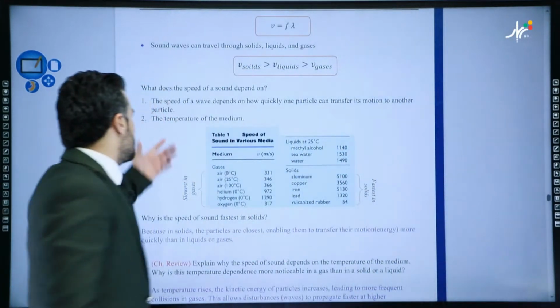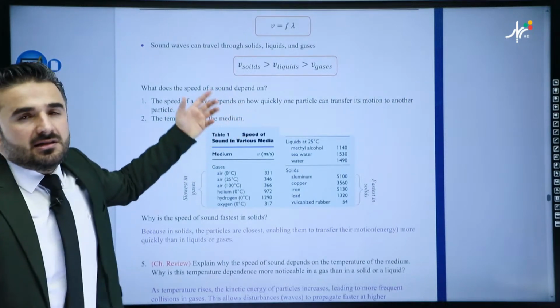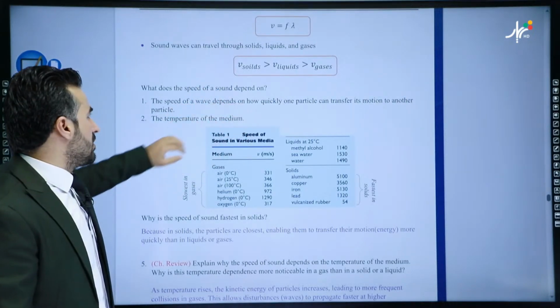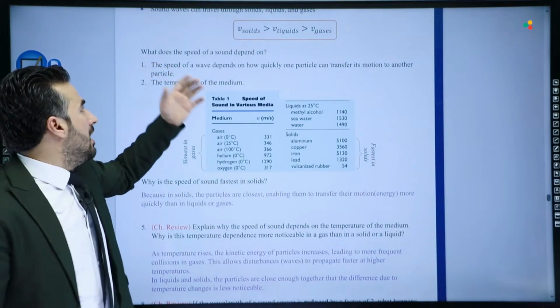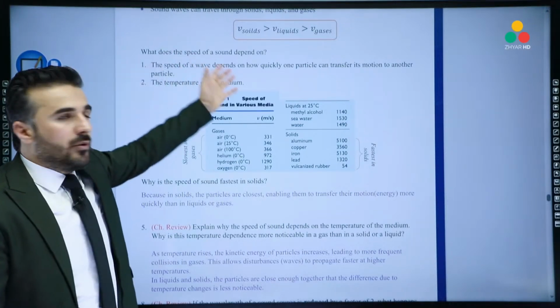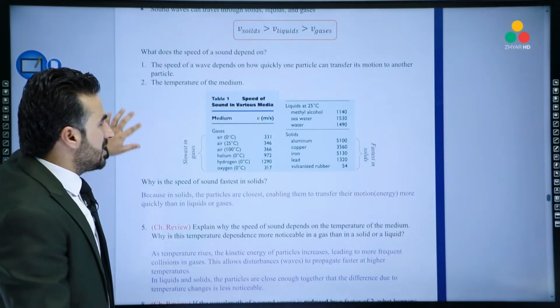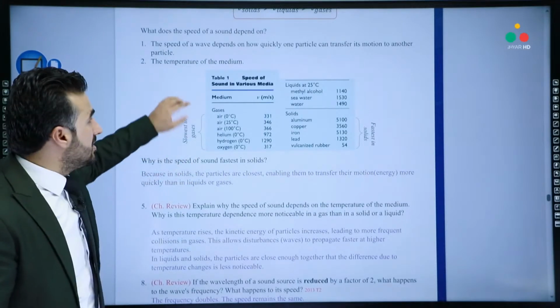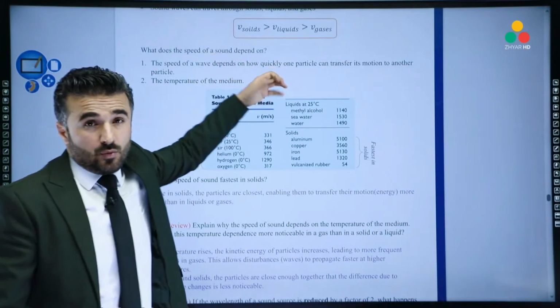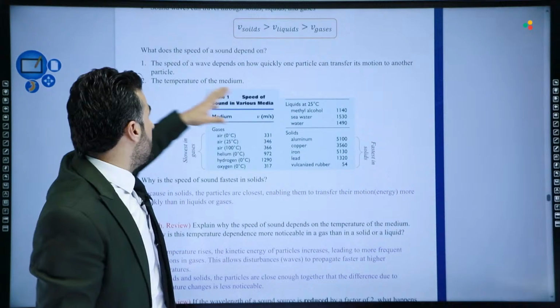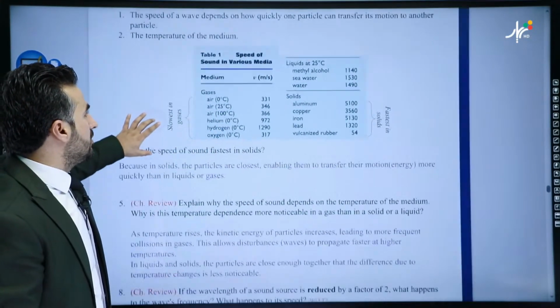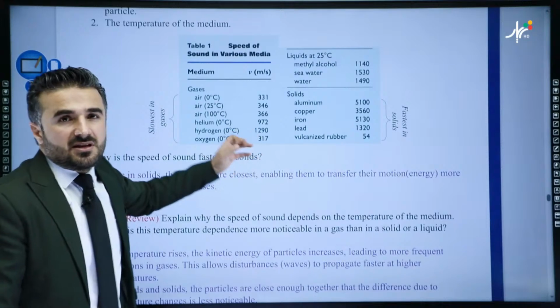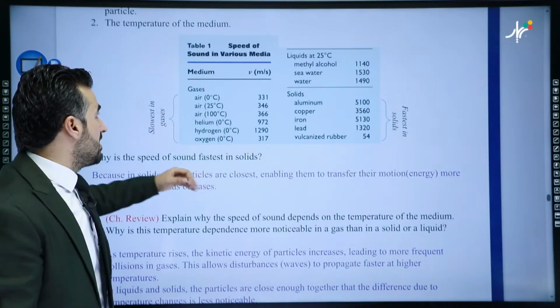So that is what the speed of sound depends on. It depends on how quickly one particle can transfer its motion to another particle, or you can say the state of the medium, whether solid, liquid, or gas, and then the temperature of the medium as well. Take a look at these two tables, by the way. You don't have to memorize this. This is just to compare, to help you see this.